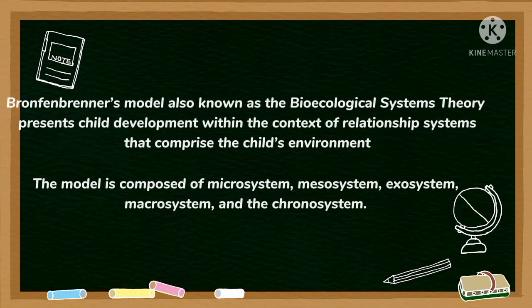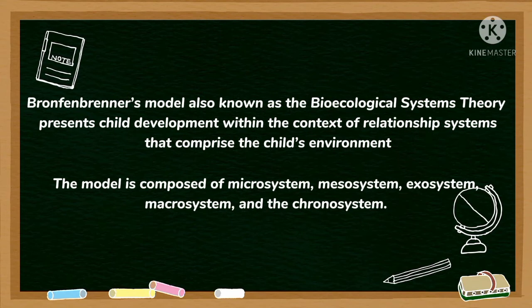Bronfenbrenner's model, also known as the bioecological systems theory, presents child development within the context of relationship systems that comprise the child's environment. The model is composed of microsystem, mesosystem, exosystem, macrosystem, and the chronosystem. Let's have a brief discussion about this theory.